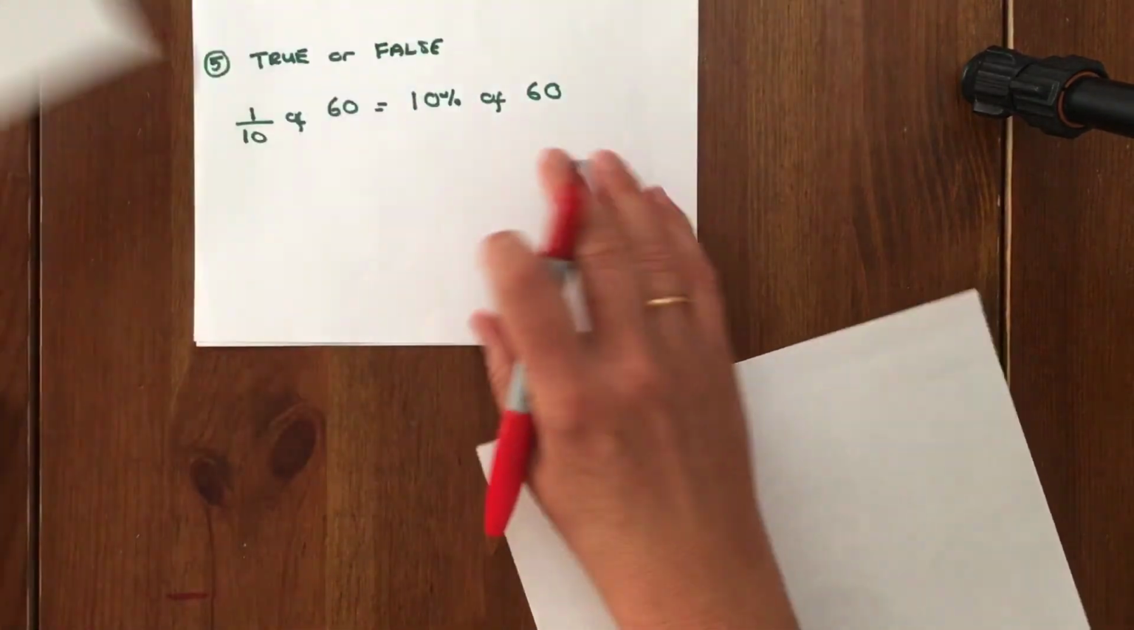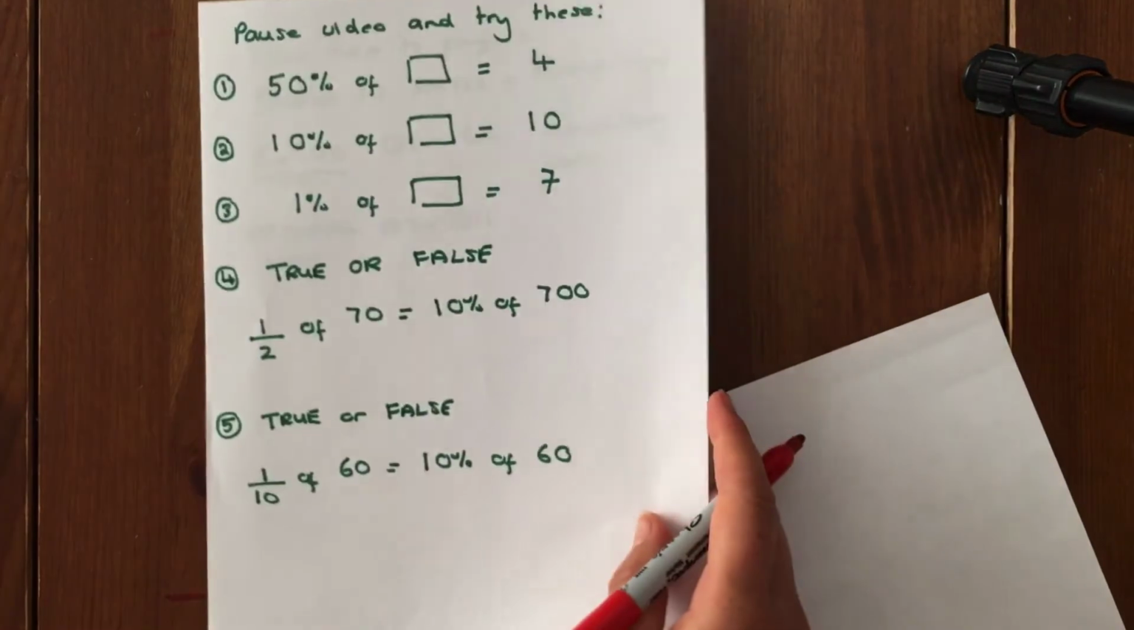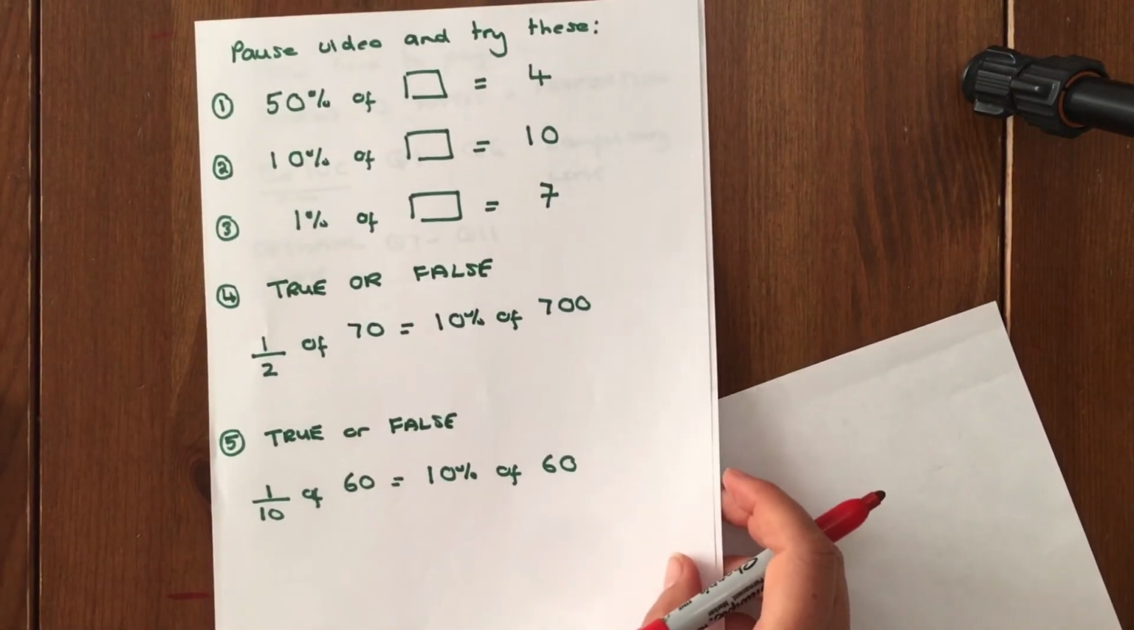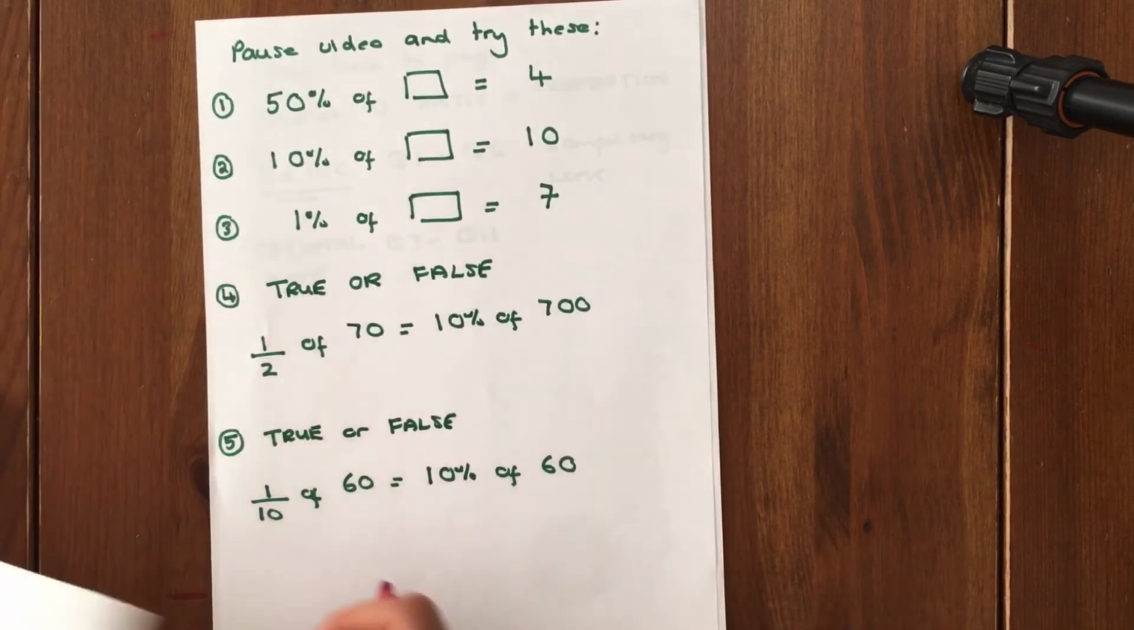Okay. So there are 5 questions now for you to have a go at. Okay, so pause the video again. Have a go, please. This is the hardest part of the work. Have a go at these 5 questions and I will go through the answers.